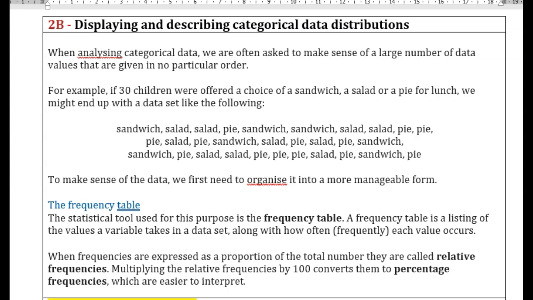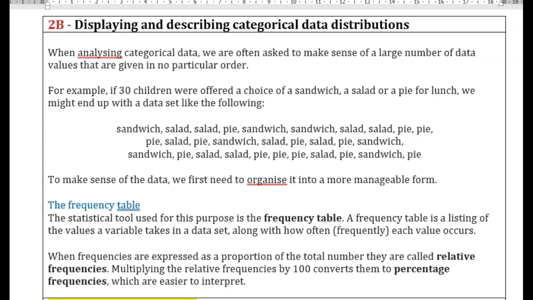When analysing categorical data, we're often asked to make sense of a large number of data values that are given in no particular order. For example, if 30 children were offered a choice of a sandwich, a salad, or a pie for lunch, we might end up with a data set looking like the following. So you can see there the choices for the 30 children.